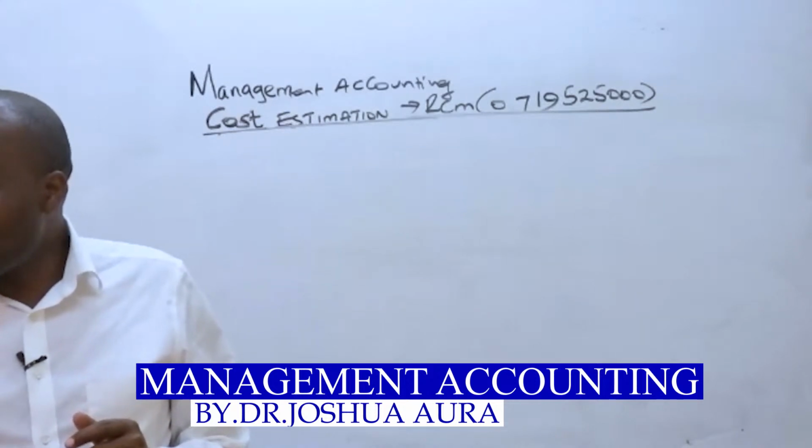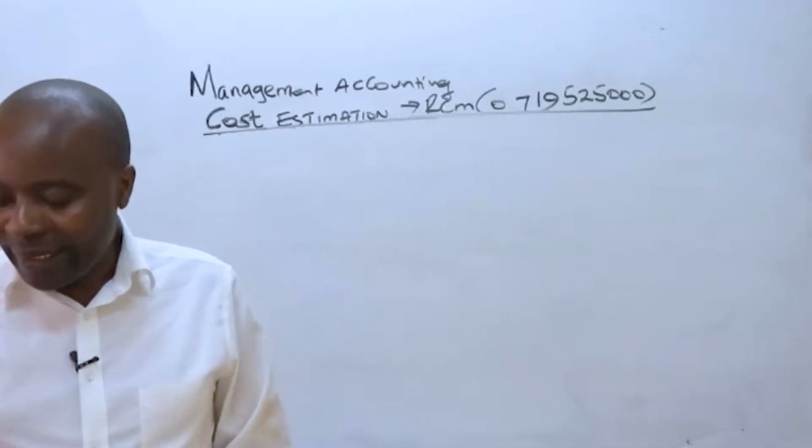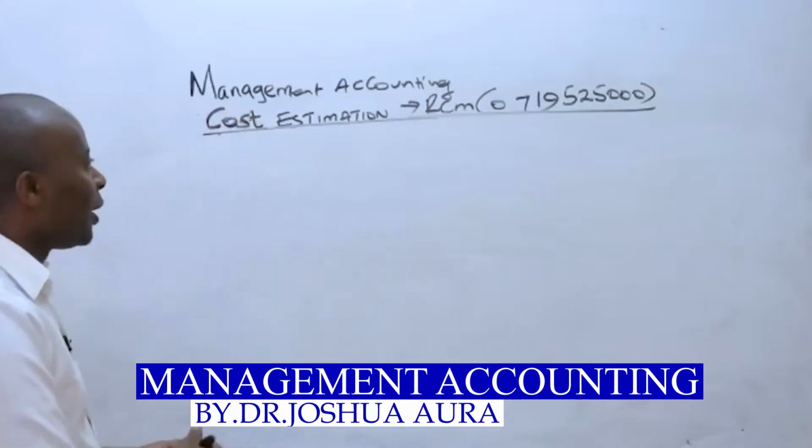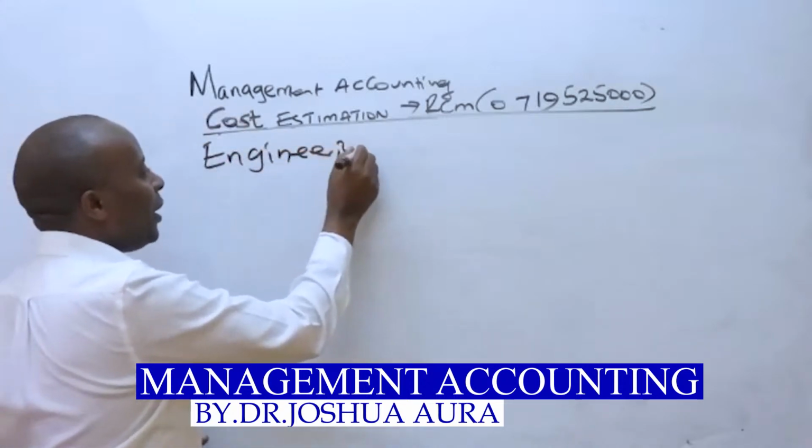Then what methods do we have which will be assisting us, ladies and gentlemen, to estimate costs? So methods of cost estimation, you can see them here. Number one, we have engineering method, accounts analysis method. Number three, high-low method. Number four, scatter graph method. Number five, ordinary least squares regression method. So we're going to look at each of these methods one at a time, where we begin with the engineering method.